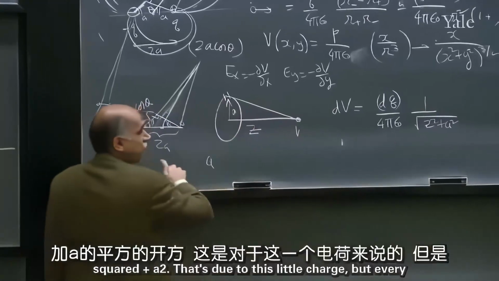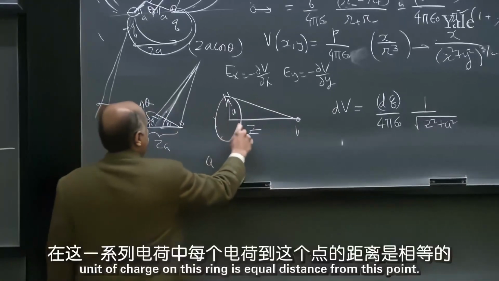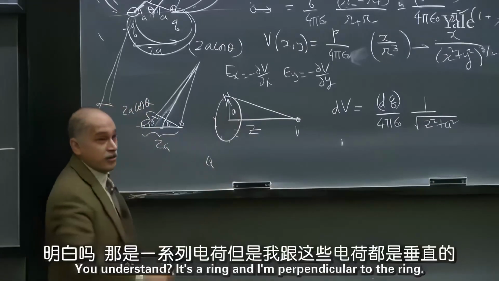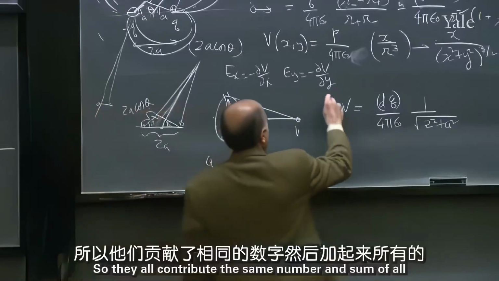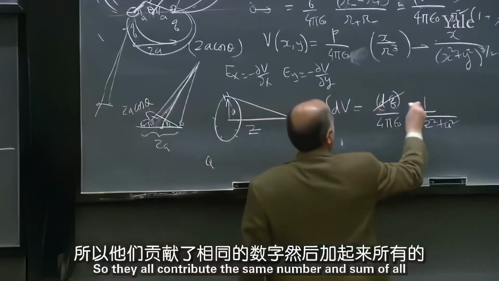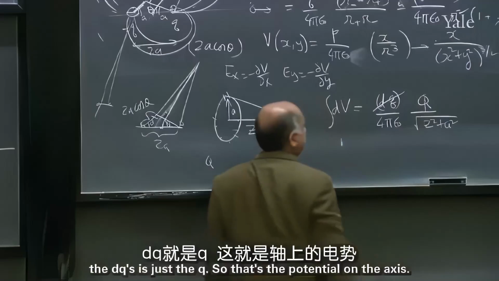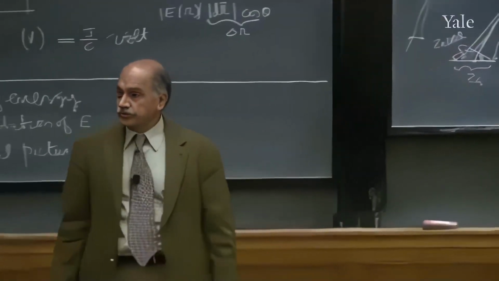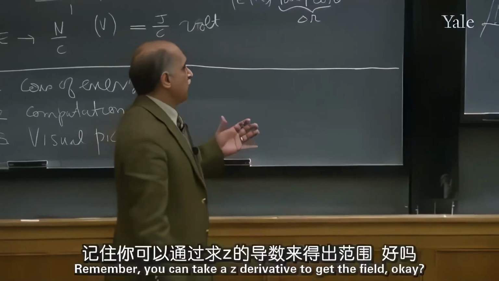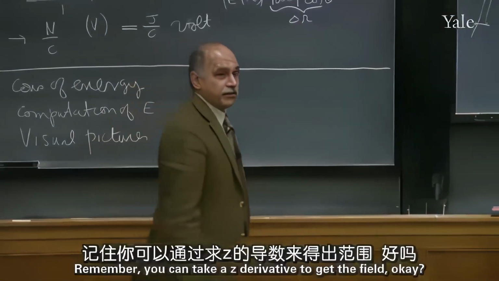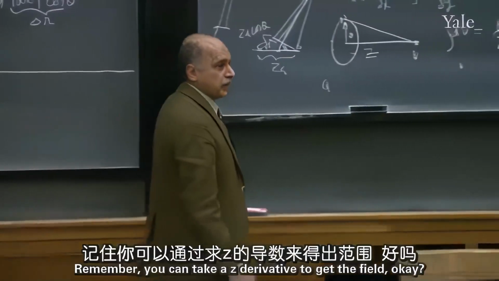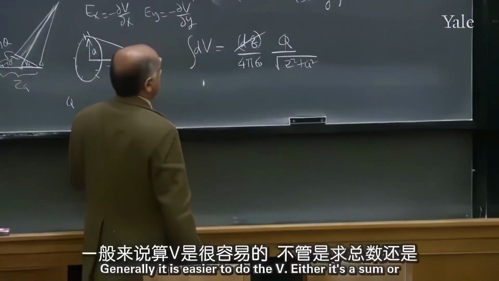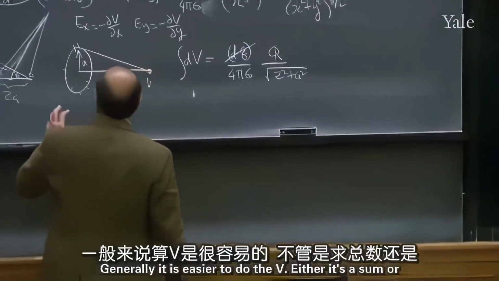That's due to this little charge. But every unit of charge on this ring is equidistant from this point. You understand? It's a ring, and I'm perpendicular to the ring. So they all contribute the same number, and the sum of all the dq's is just the Q. So that's the potential on the axis. Now you can take its z derivative to get the field. Okay? Generally, it is easier to do the V.